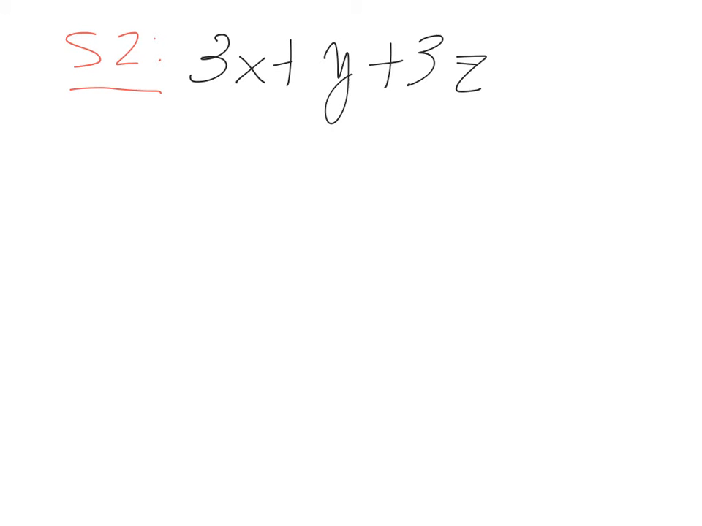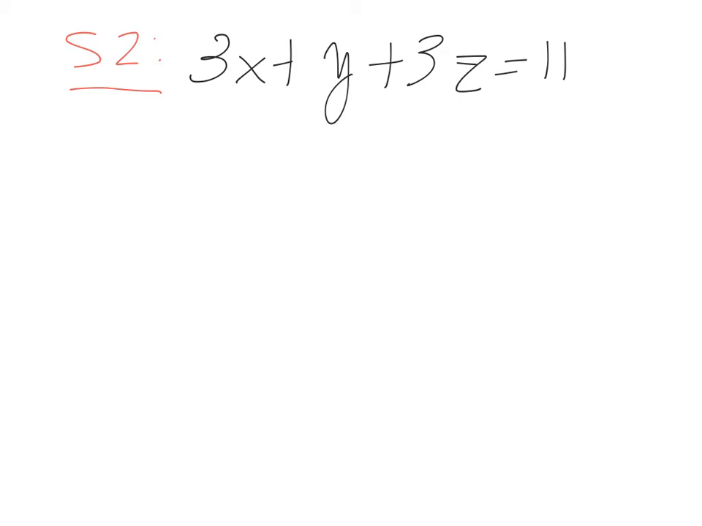Now for step number 2, because we used the first and the second equations, we have to go back and reuse the remaining equation that we did not use in step number 1. Therefore, right from the start, for step 2, we need to use the equation 3x plus y plus 3z is equal to 11.